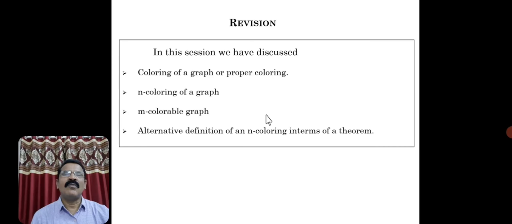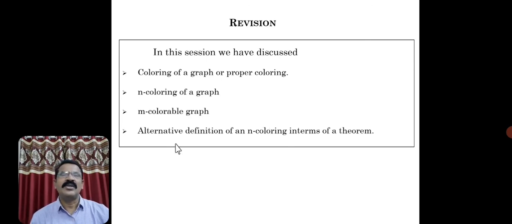So overall, what we have discussed in this session is coloring of a graph, or you can say proper coloring. So what do you mean by proper coloring? Coloring of a graph in such a way that no two adjacent vertices have the same color. So that is nothing but it is called a proper coloring or coloring of a graph. So how many vertices are there? As many number of colors also you can use. So that is n coloring. Even you can reduce the number of colors also, m colorable.